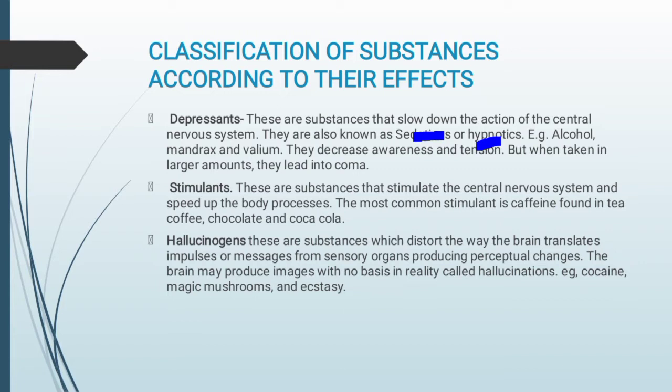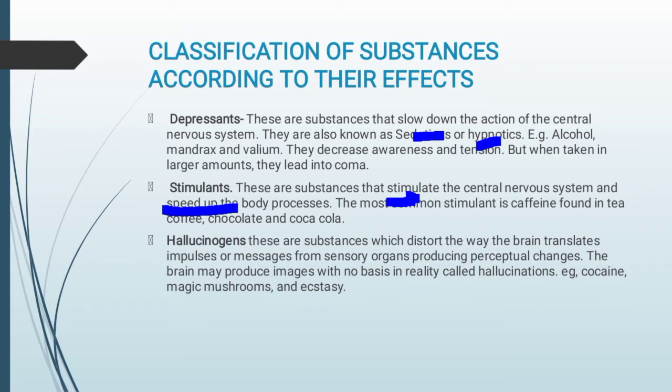We go to stimulants. These are substances that stimulate the central nervous system and they speed up the body processes. The depressants slow down, the stimulants stimulate and speed up the body processes. The most common stimulant is caffeine, found in tea, coffee, chocolate, and Coca-Cola. So make sure you don't take these substances excessively. They can speed up your body processes.